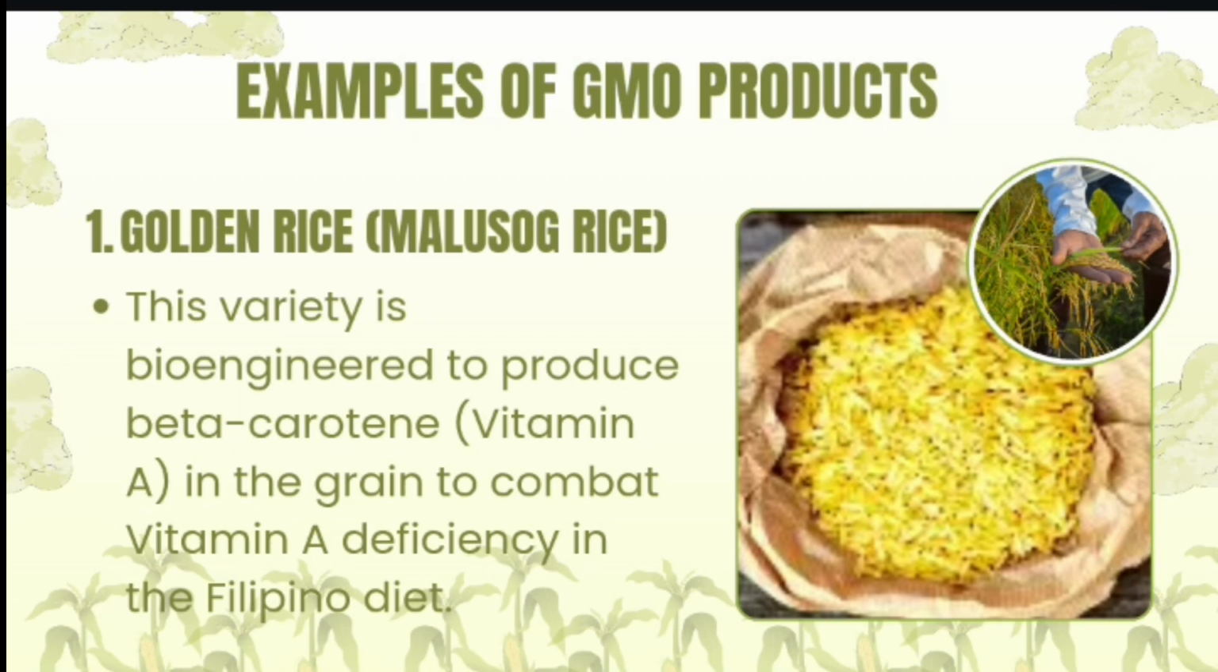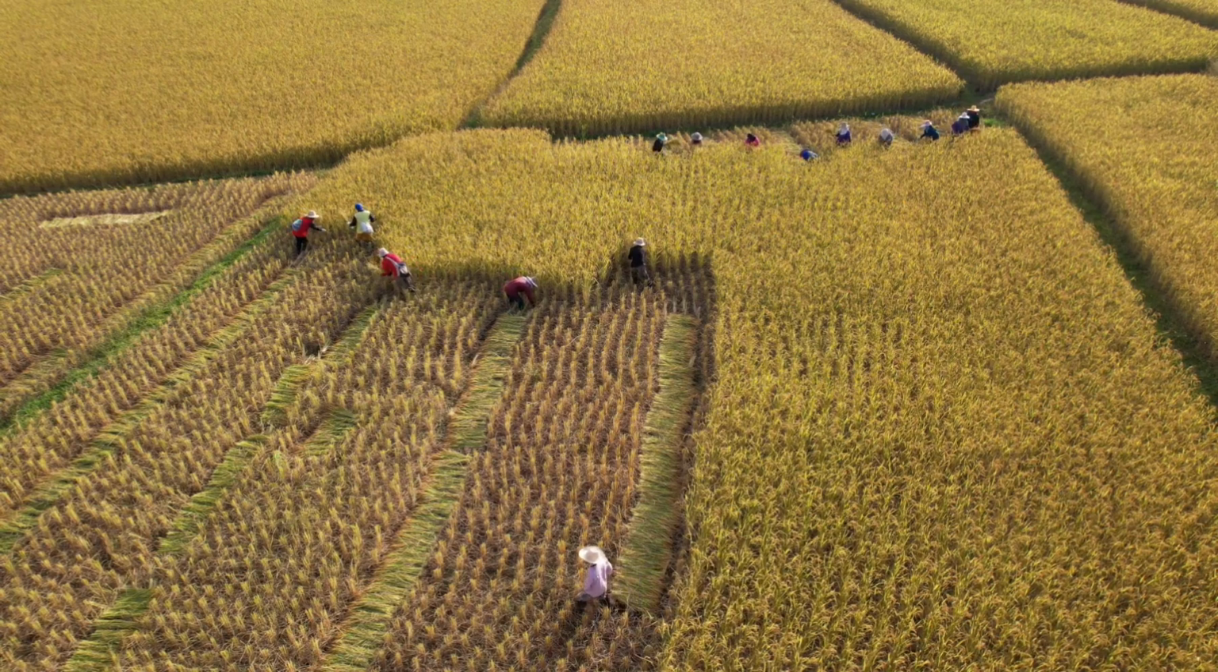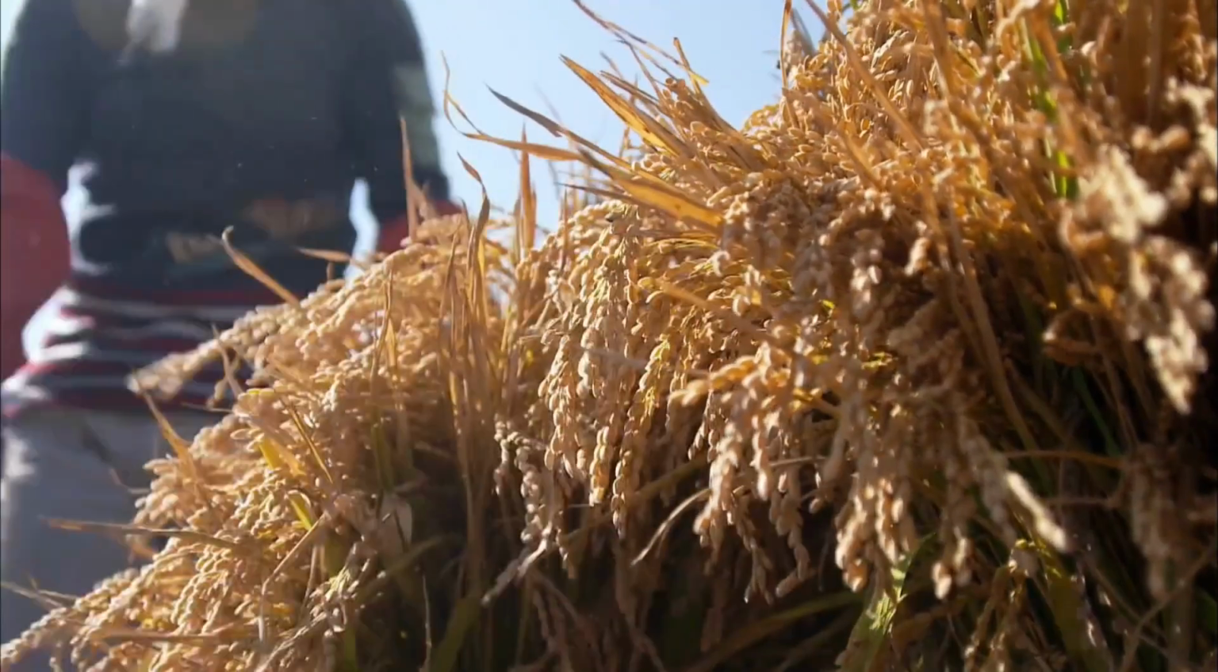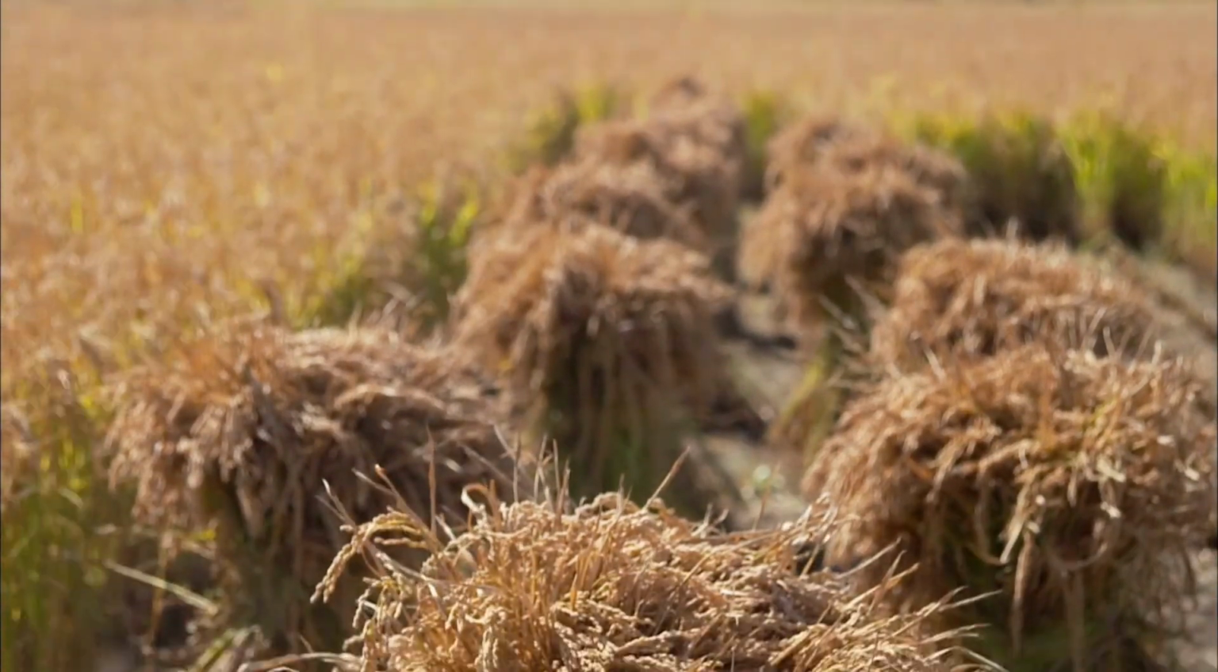Now let's look at some examples of GMO products. First, golden rice. Golden rice is also known locally as malusog rice. This rice was specifically bioengineered to produce beta-carotene, which our body turns into vitamin A. The main goal of golden rice is to fight vitamin A deficiency, which is a common health problem, especially here in the Philippines.